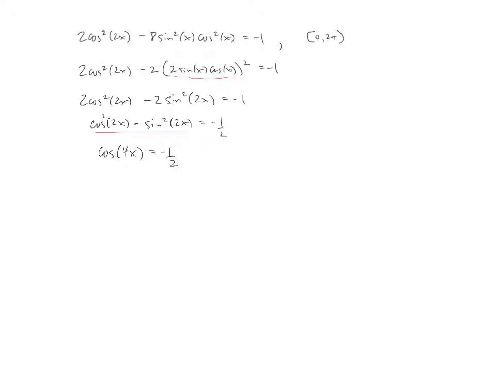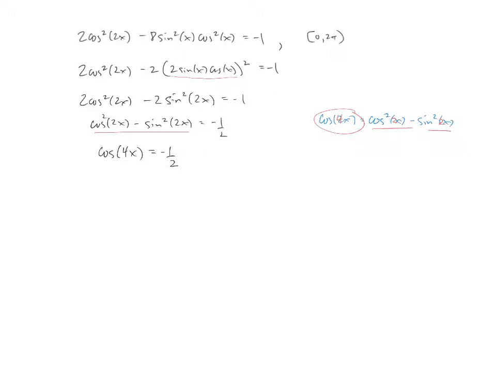Remember, the original identity said that cosine of a double angle equals cosine squared of x minus sine squared of x. So in our example, this was a 4, which means we need to multiply each of these angles by 2. So cosine squared of 2x minus sine squared of 2x gives us the cosine of 4x. And now we're back to where we have an easier problem to solve.